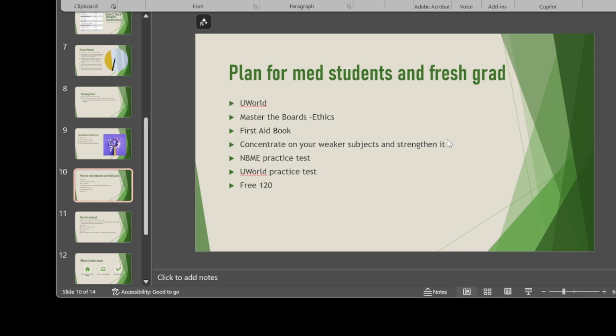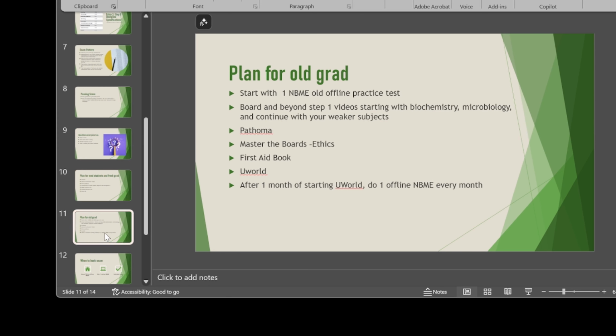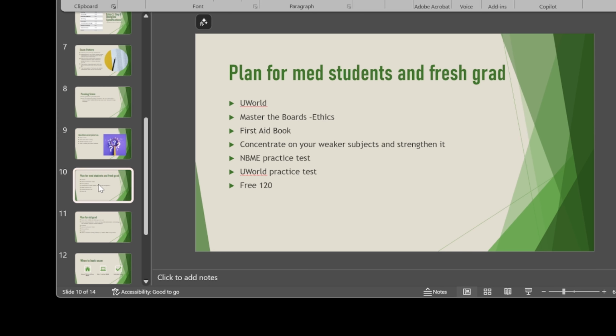I have split the plan into a plan for medical students and fresh grads, and a plan for old grads. So now let's come to the plan for medical students and fresh grads. You can start with UWorld, Master the Boards Ethics, and the First Aid book, and you should always concentrate on the weaker subjects and strengthen them, and you should go on with practice tests.